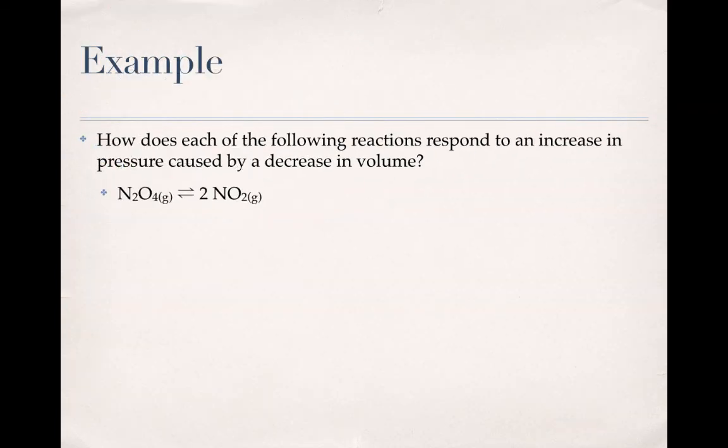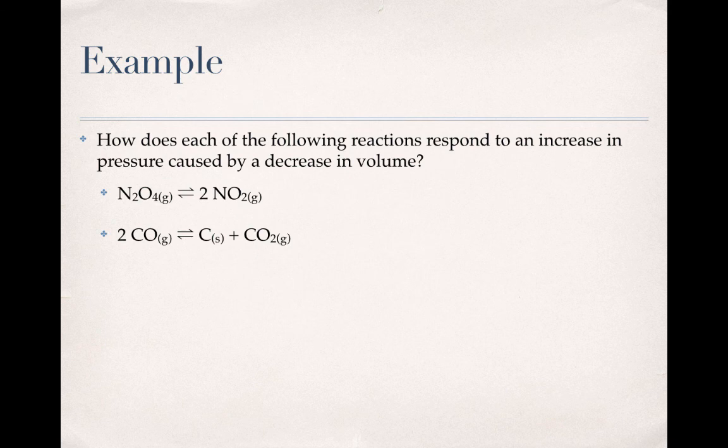Let's look at some more examples. We want to know how each of these reactions responds to an increase in pressure caused by a decrease in volume. So we have N2O4 going to 2NO2. So an increase in pressure. The reaction is going to want to shift to the side with the fewer number of moles of gas, because fewer moles of gas is going to lower the pressure. And so we see that on the reactant side, we have N2O4, 1 mole of gas. And in the product side, we have 2NO2, so that's 2 moles of gas. So this reaction is going to shift to the left towards the reactants.